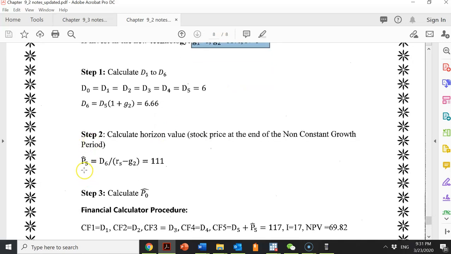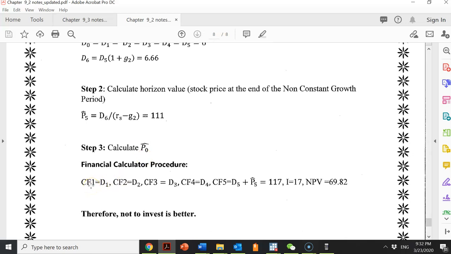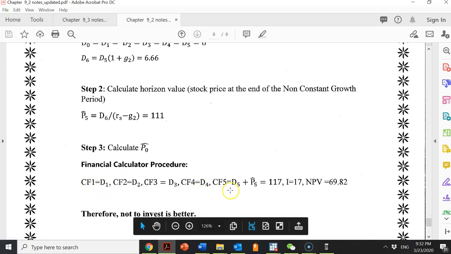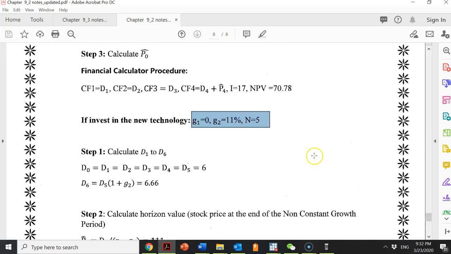Step 2, P5 equals D6 over RS minus G2, 111. Step 3, calculating P0. Cash flow 1 to cash flow 4 is D1 to D4. Cash flow 5 is D5 plus P5, 117. I is 17. Compute for NPV, we have 69.82. So in the second case, stock price is lower.